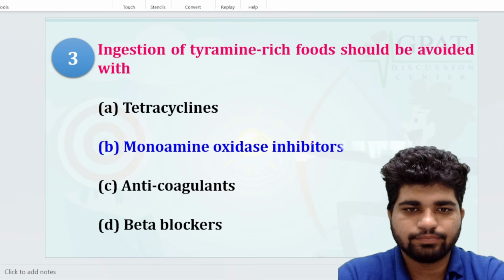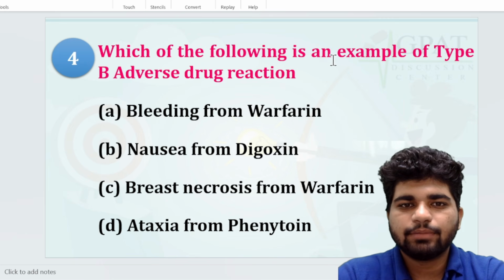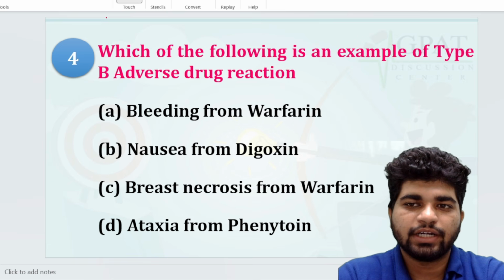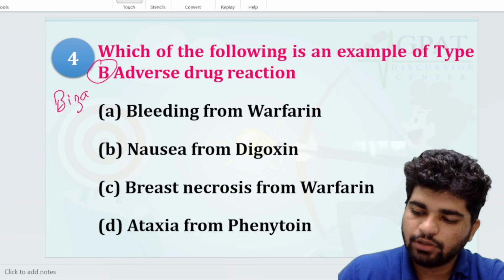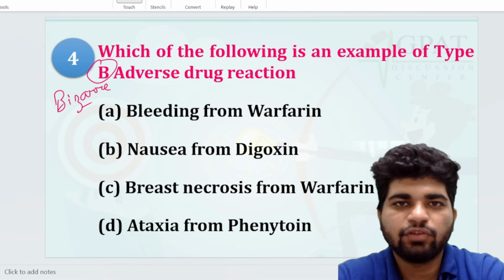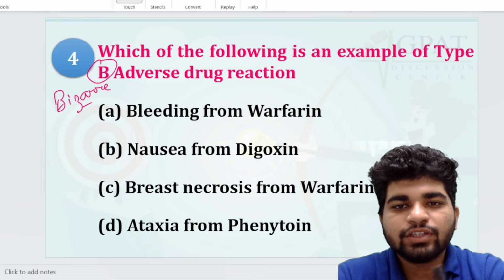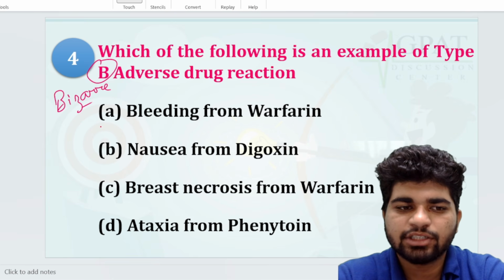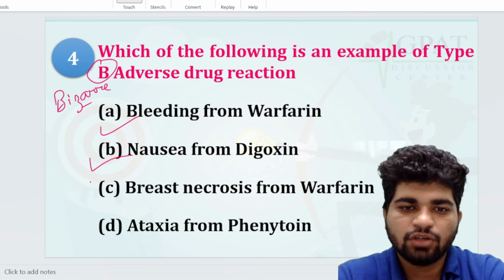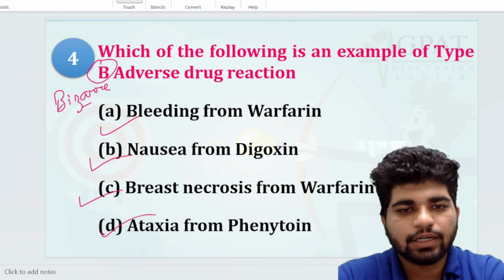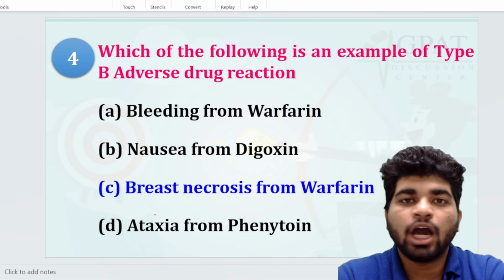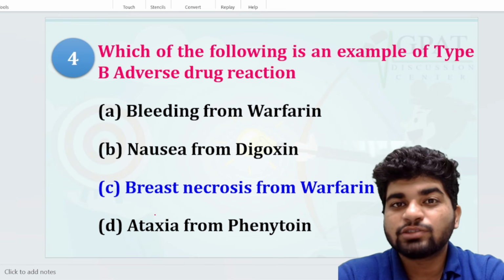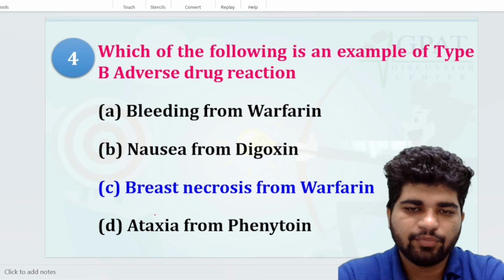All right, so let's go ahead. Okay, so which of the following is an example of type B adverse drug reaction? Type B, B stands for bizarre condition. A for augmented, B for bizarre, C for chronic, and D for delayed, right? Is it bleeding from warfarin, nausea from digoxin, skin necrosis from warfarin, or ataxia from phenytoin? What's that? This is your skin necrosis from warfarin because this is very much bizarre, right? Dangerous and unpredictable, right? We can't predict that one, and it is dose independent as well. So that's why skin necrosis from warfarin.